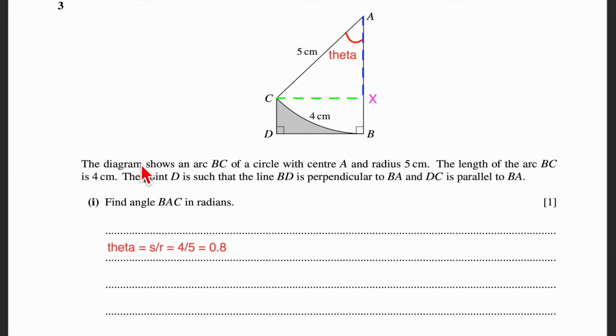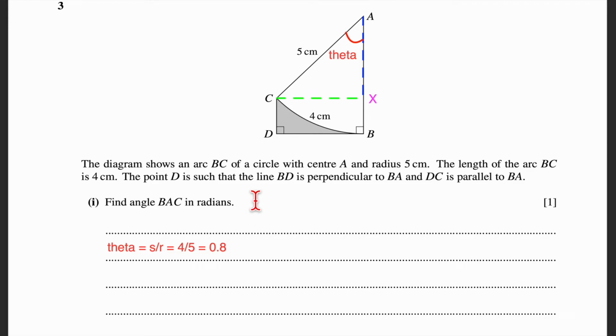It says the diagram shows an arc BC, so that's this part of a circle here, that's what an arc is, with center at A and radius 5 centimeters. So that's a radius of 5 centimeters, but also that's a radius of 5 centimeters. The length of the arc BC is 4 centimeters, as it says there. The point D is such that the line BD is perpendicular to BA and DC is parallel to BA. So that's just telling you that these are right angles in here and here.